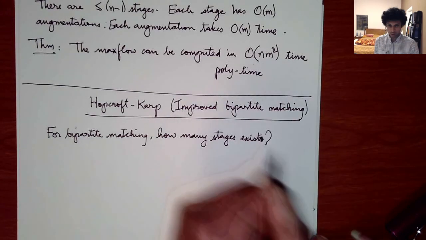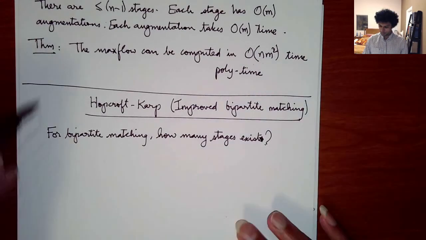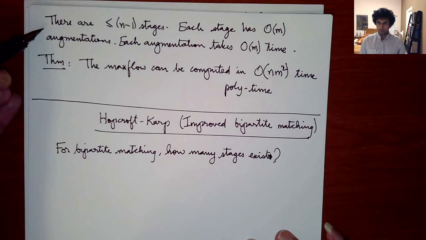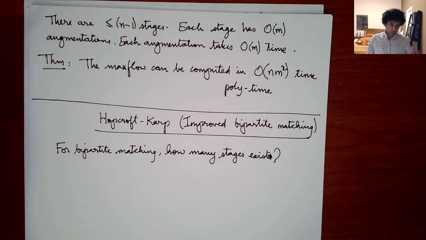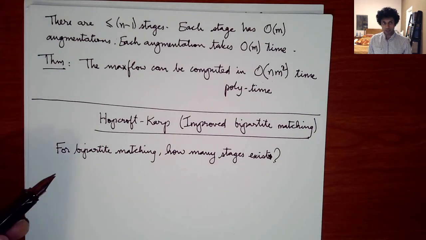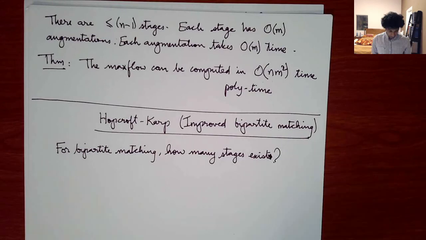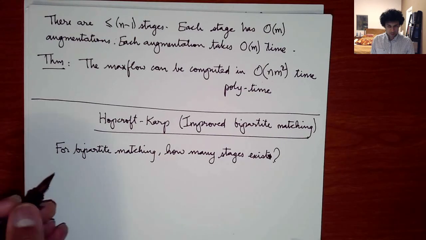So interestingly, we'll show that, remember we said there are at most n-1 stages, at most basically n stages. For bipartite matching, we can improve that bound significantly. And so here's how I'm going to do it.